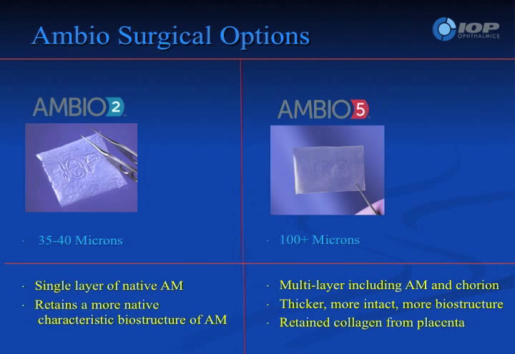For cases in which we do need reinforcement of the tissue and we need to use it mostly like a patch, we do have available the other one, the Amnio 5, that is about 3 times thicker, and there is a multi-layer that includes the amniotic membrane and the chorion. And this is key, and I would like to emphasize this, because in this way it provides the most anti-inflammatory properties by having both together in one. And also the thickness is due to the fact that it does retain collagen from the placenta.